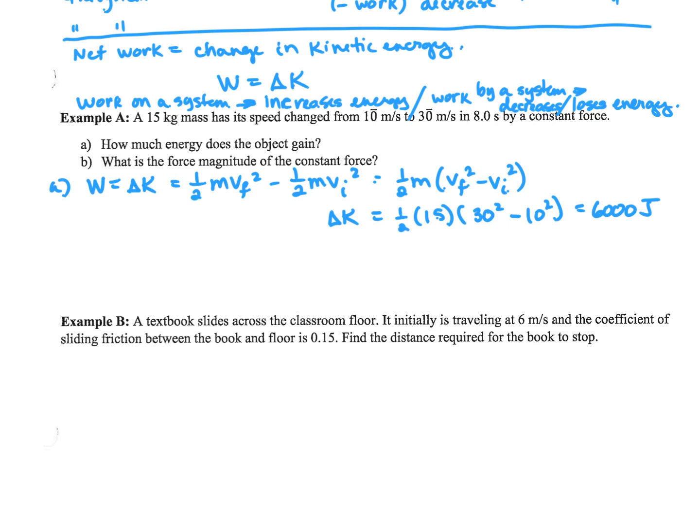All right, now part B asks us the force. What is the force magnitude of the constant force? Well, we know work is also tied to force. It is force over distance, so FD. So force, if we manipulate this equation, divide both sides by D, is going to be equal to work divided by distance. Well, we know the work, it's 6,000 joules. We know the distance. Do we know the distance? Uh-oh, we don't know the distance. So guess what we have to go find? We have to use kinematics.